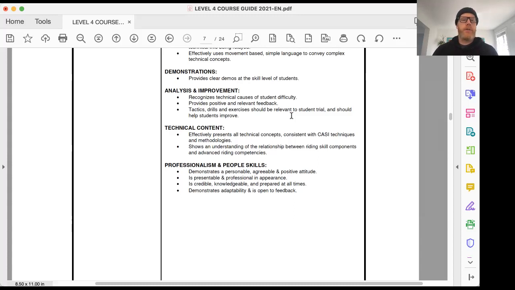And then the second part: shows an understanding of the relationship between riding skill components and advanced riding competencies. During the level 4 course, we spent a lot of time looking at those advanced riding competencies of strength and flow, arc to arc, loading and deflection, and steering versatility. And we spent a lot of time looking at the relationship between how the riding skills, and more specifically the skill components, impact those competencies. So it's really important for you to understand how to use the advanced competencies. I think of them as forming a compass point for your lessons.